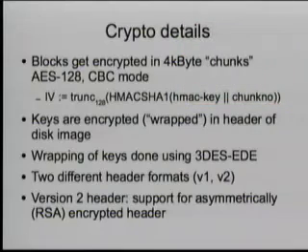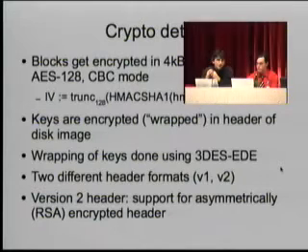to the HMAC key, and then apply the HMAC. And that truncated to the first 128 bits gives you the IV for this chunk. Now, the keys are randomly generated when you create your file vault, and then they are wrapped in the header of an image.